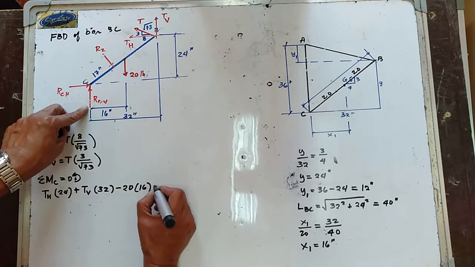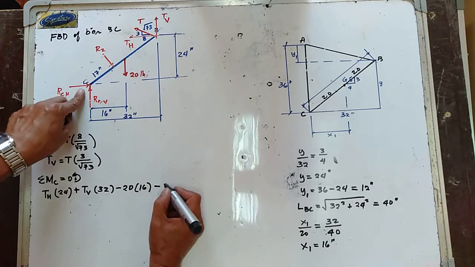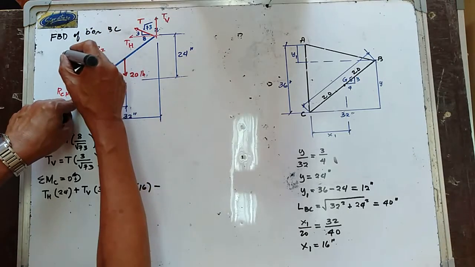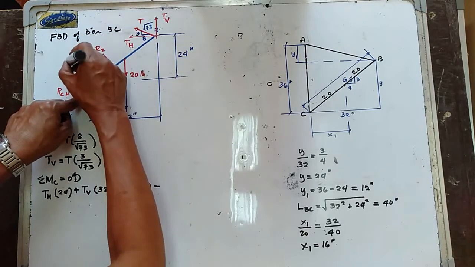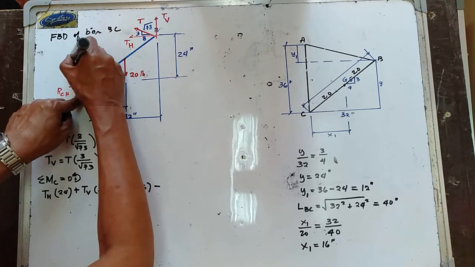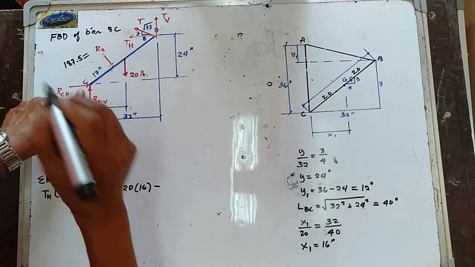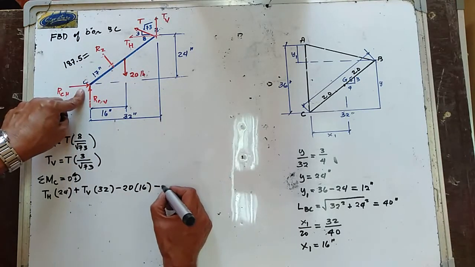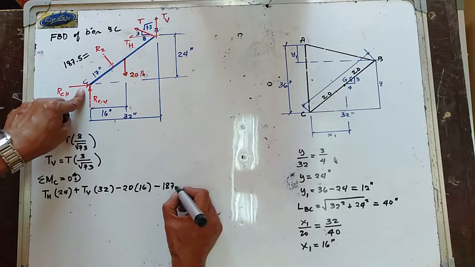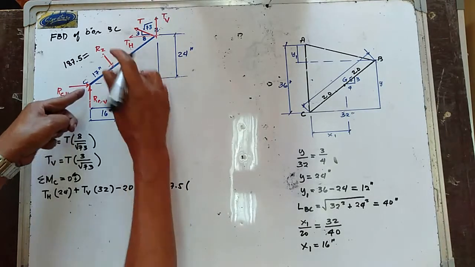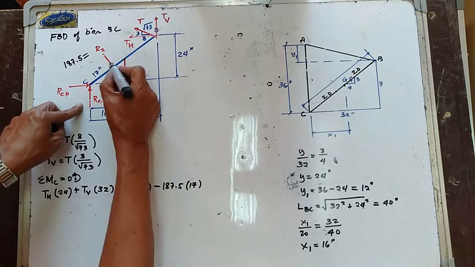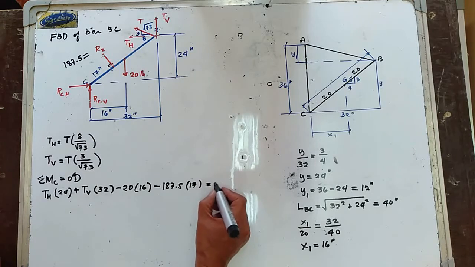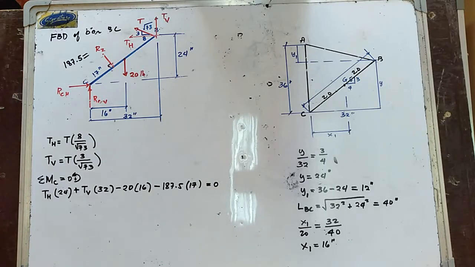Minus R sub 2. The value of R sub 2, which we have taken before, is 187.5. So that is the value of R sub 2, and this is going clockwise. So minus 187.5, and the moment arm is 17, since this one in here is 90 degrees. And this is therefore equal to 0.